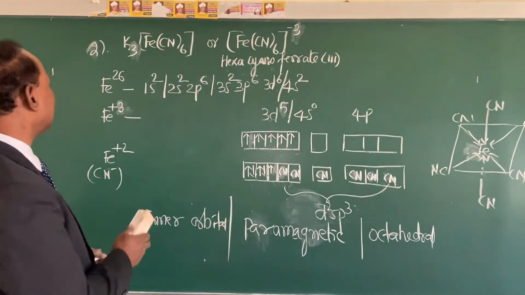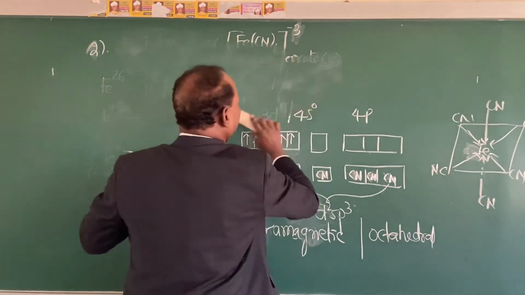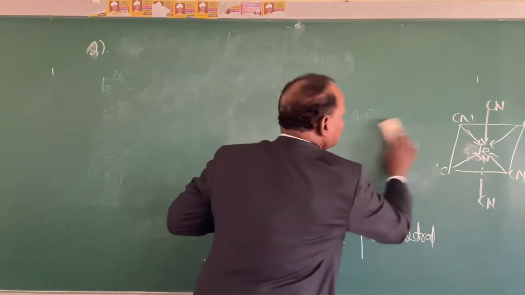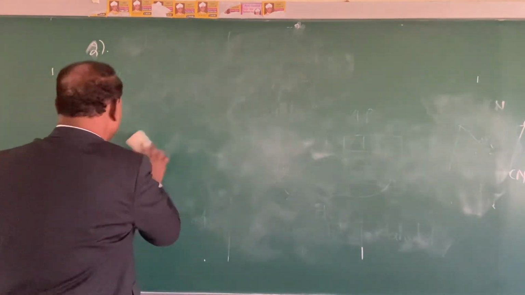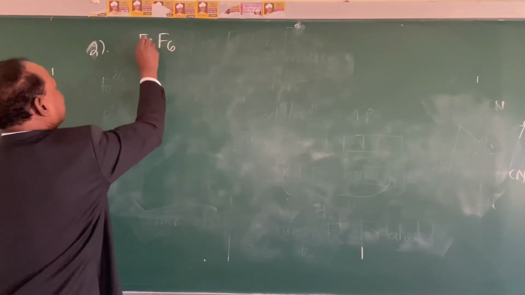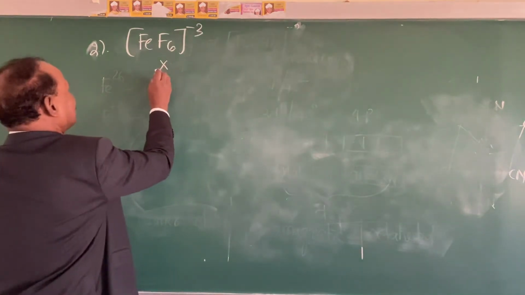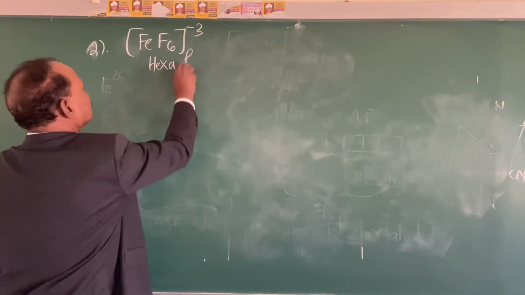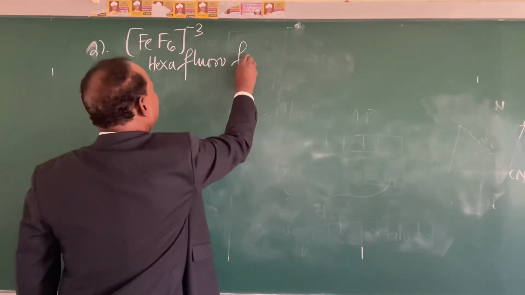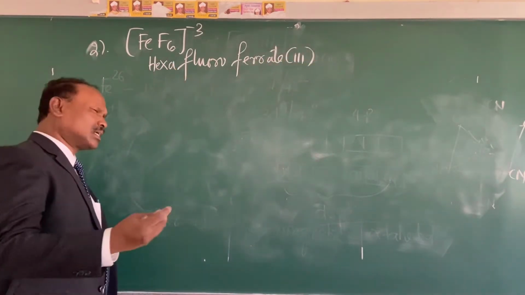Now I will take the third example and explain the structure and the magnetic properties by using the valence bond theory. The third complex ion that is mentioned in our syllabus is FeF6 carrying a charge of -3. It is called hexafluoroferrate(III) complex ion.